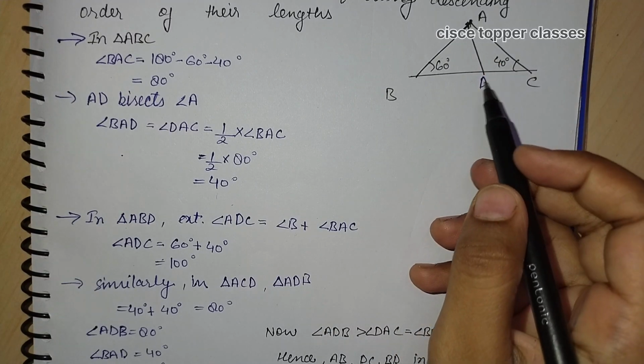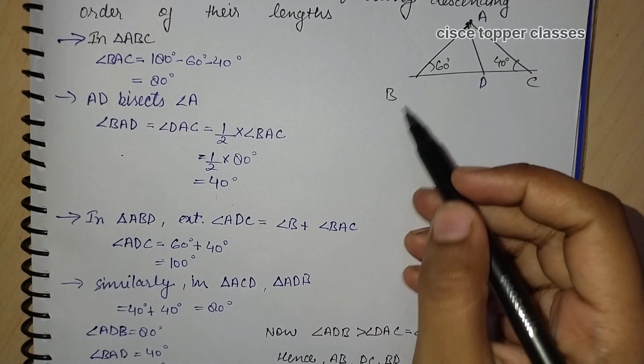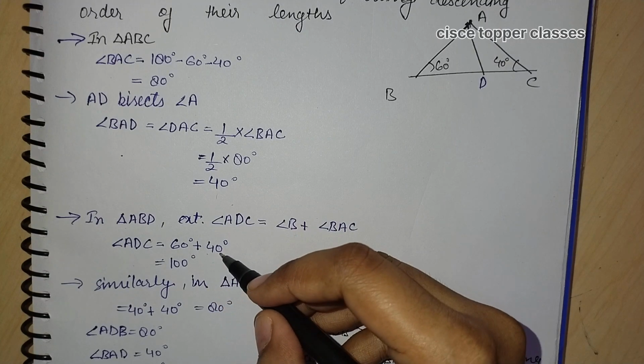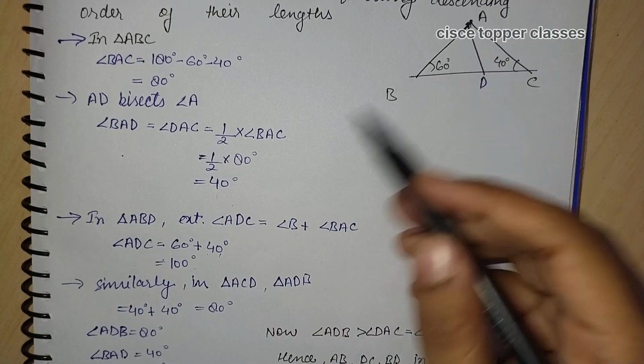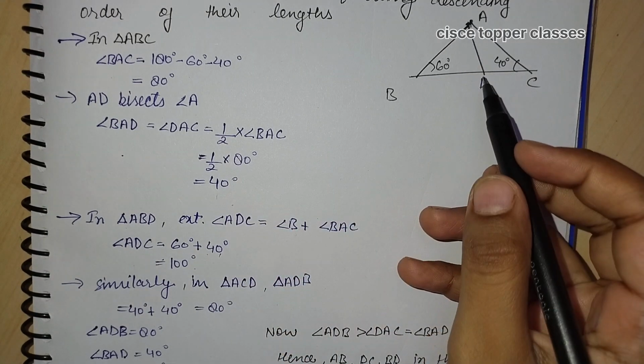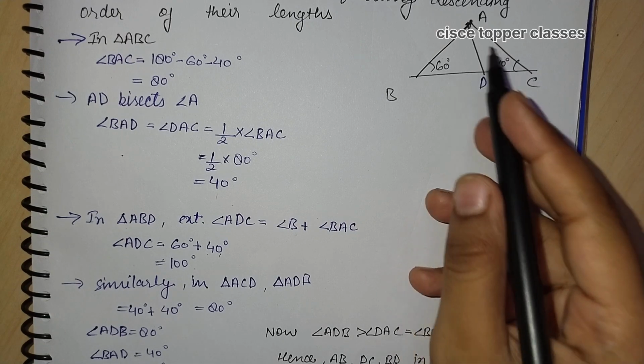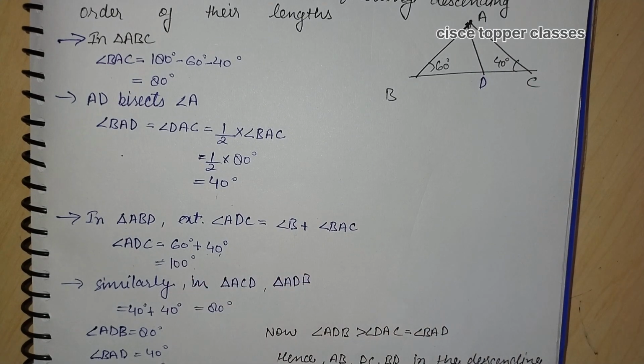By adding these two, we will get the angle ADC here. So we can simply write this as 60 plus 40 degree to find it. Here we have found that BAD is equal to 40 degree. So we have added it and we get 100 here.